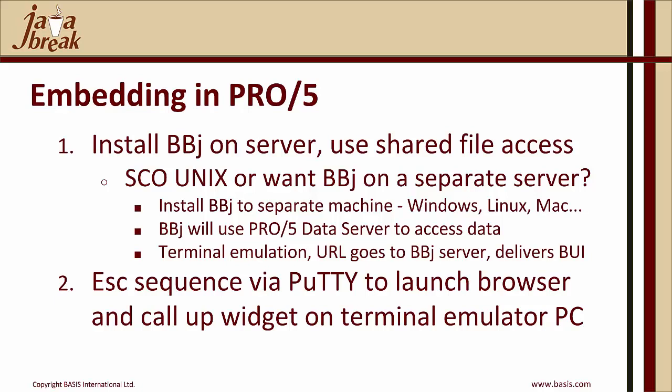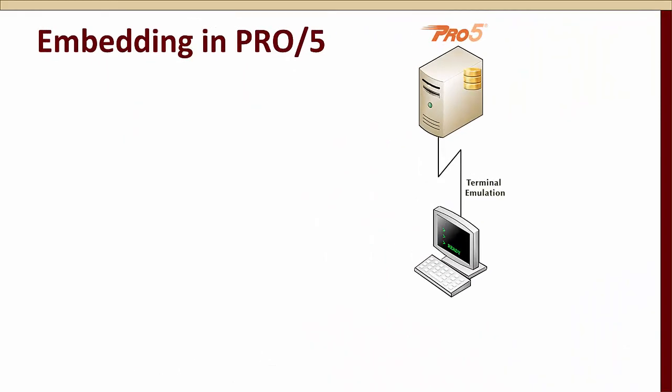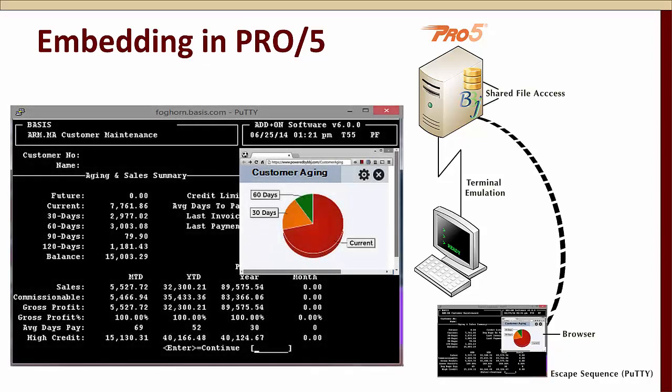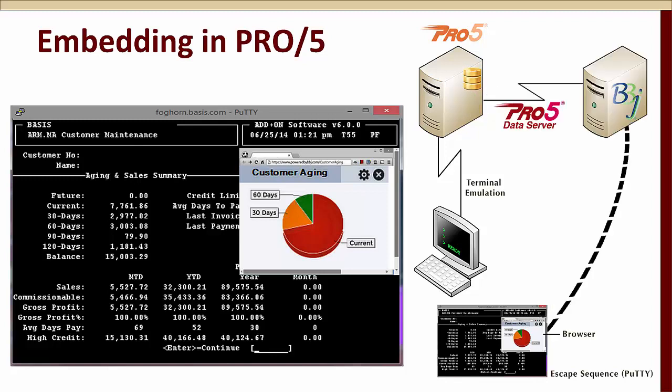Depending upon your choice of terminal emulation software, you may have another method to invoke a browser from within your application code. Here's a schematic. So here you're running Pro 5 on the server with terminal emulation, and you would invoke shared file access after installing BBJ on the server, and then you can create a browser window that'll be popped up from within your terminal emulation session. If you can't run on the same server, install BBJ on a separate server and connect via Pro5 data server. You can still just invoke the application to show the BUI side from your browser session.